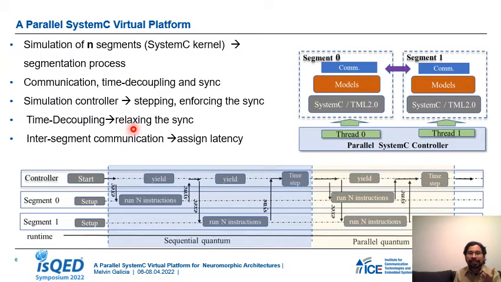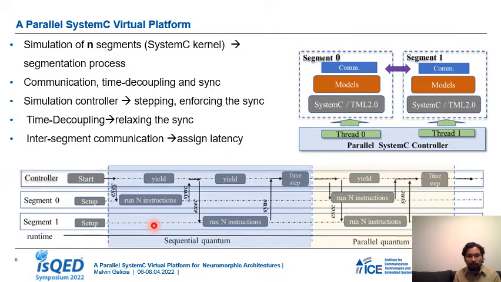which basically is relaxing that synchronization, you allow certain segments to run ahead of others to gain time. And that's why, because now every single segment has its own time, we need to assign some time latency in each of the segments. And that's the work of the SystemC controller: to monitor those time latencies. Let's see it more clearly in this example.